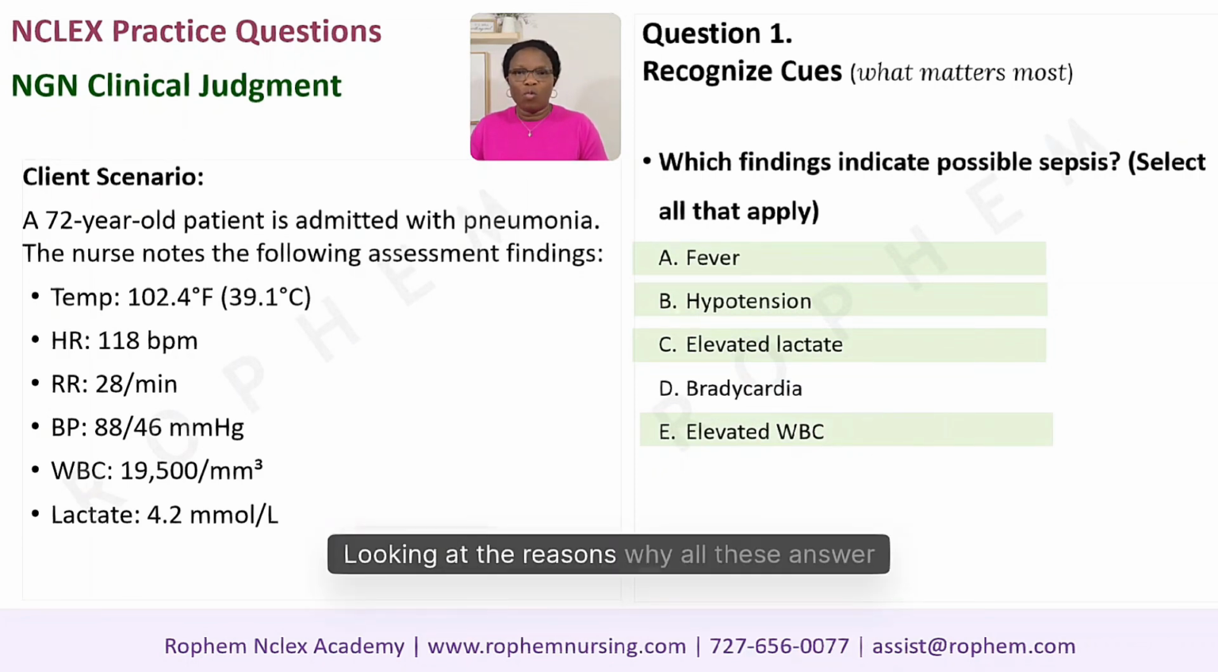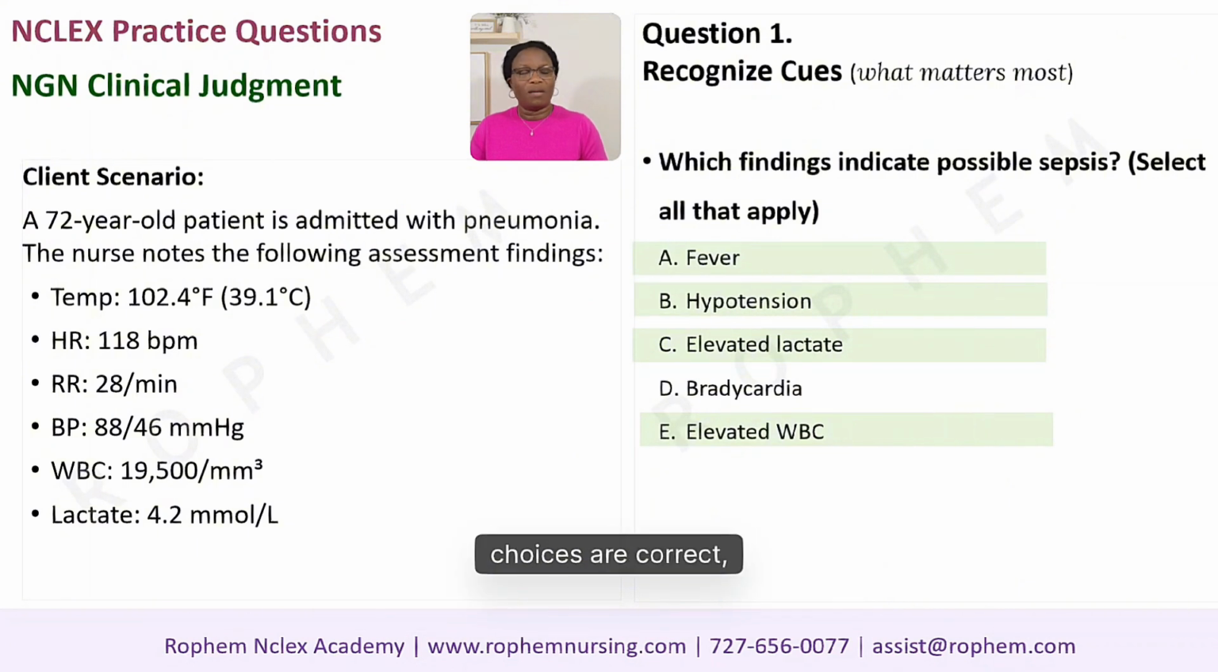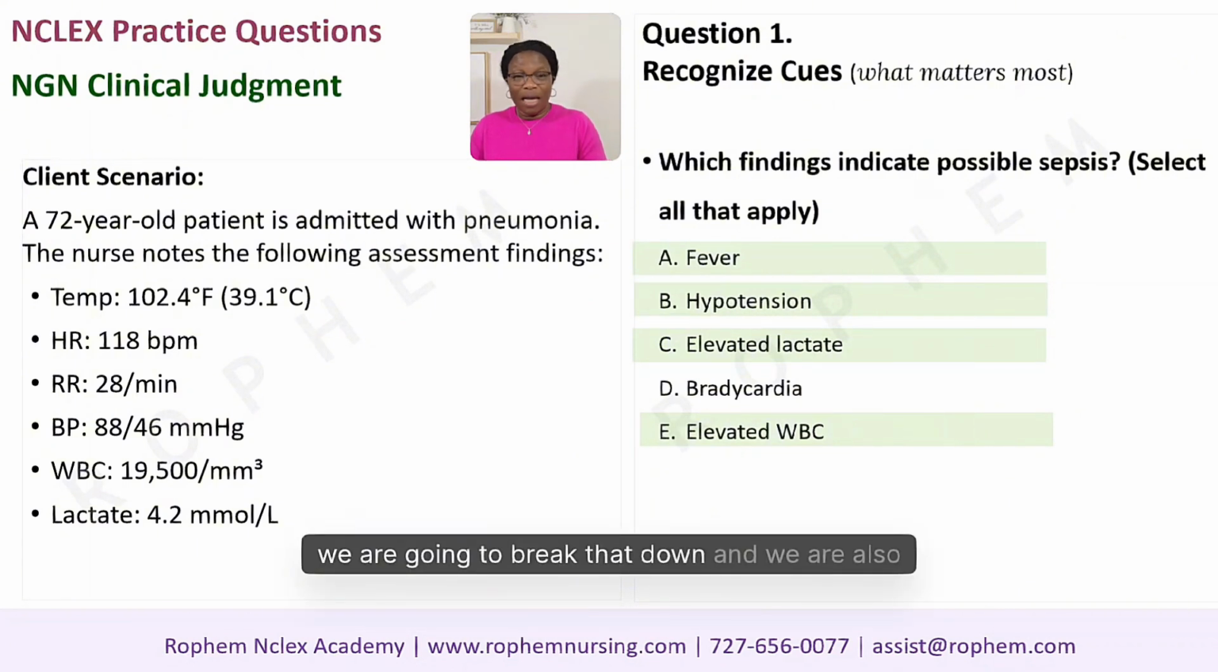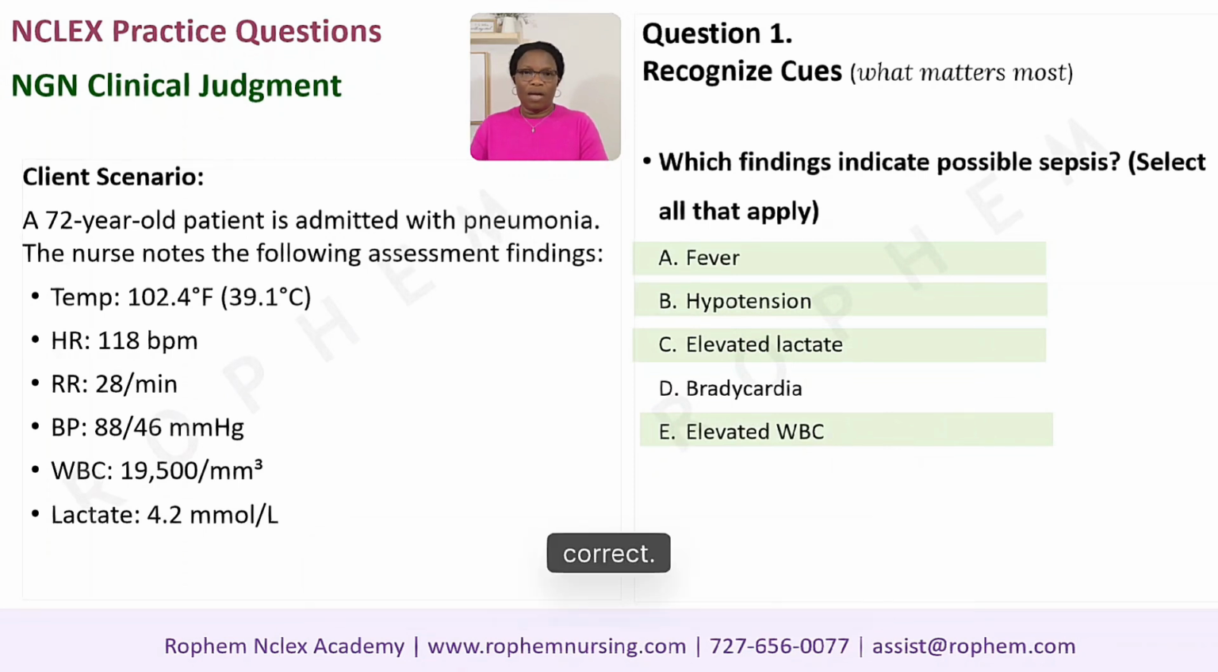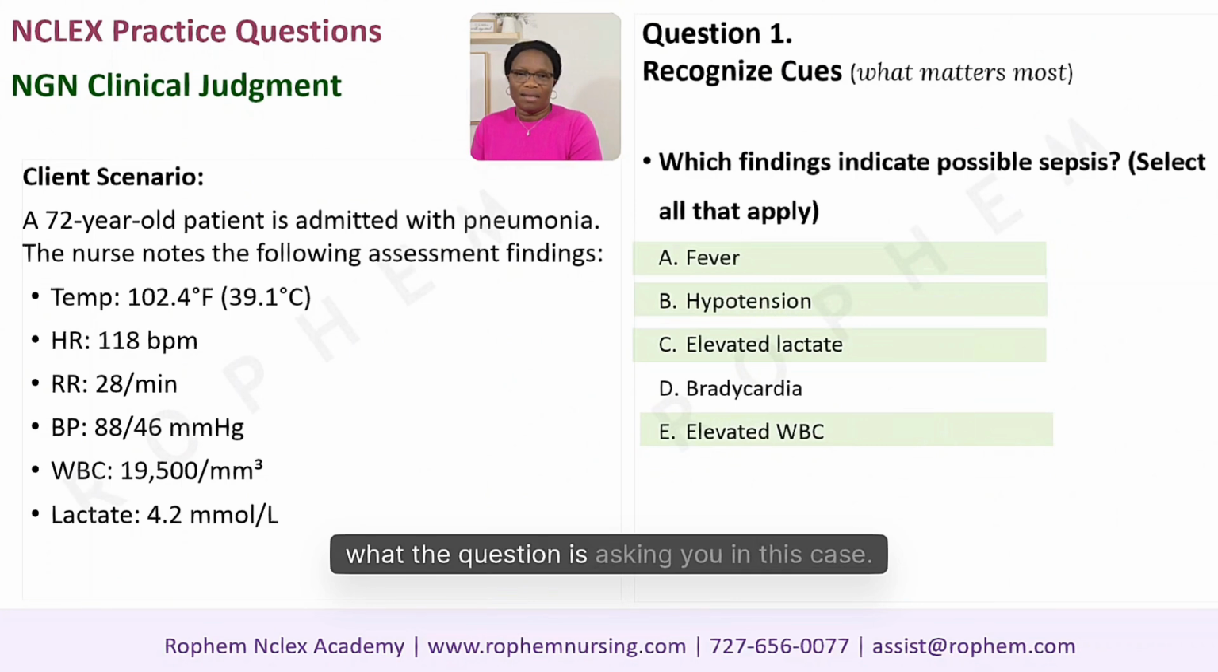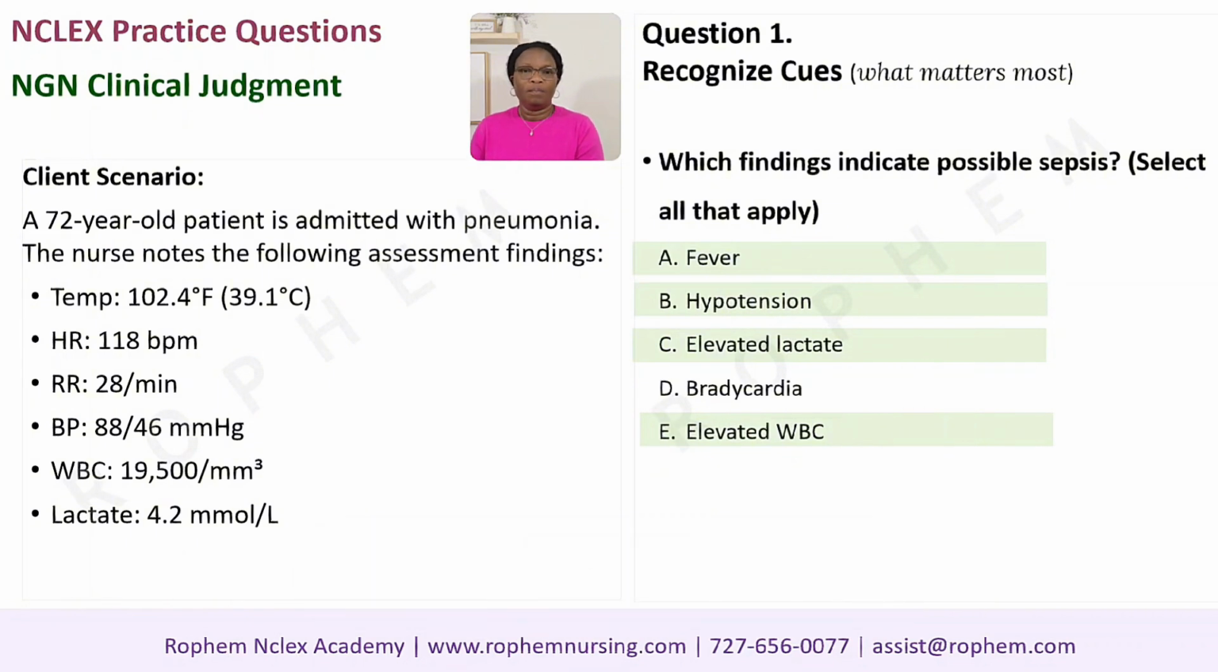Looking at the reasons why all these answer choices were correct, we are going to break that down, and we're also going to talk about why the other one is not correct. So look for relevant cues. When you get to this point, you look for cues that point to what the question is asking you. In this case, the question is asking for signs of sepsis in a patient with pneumonia.